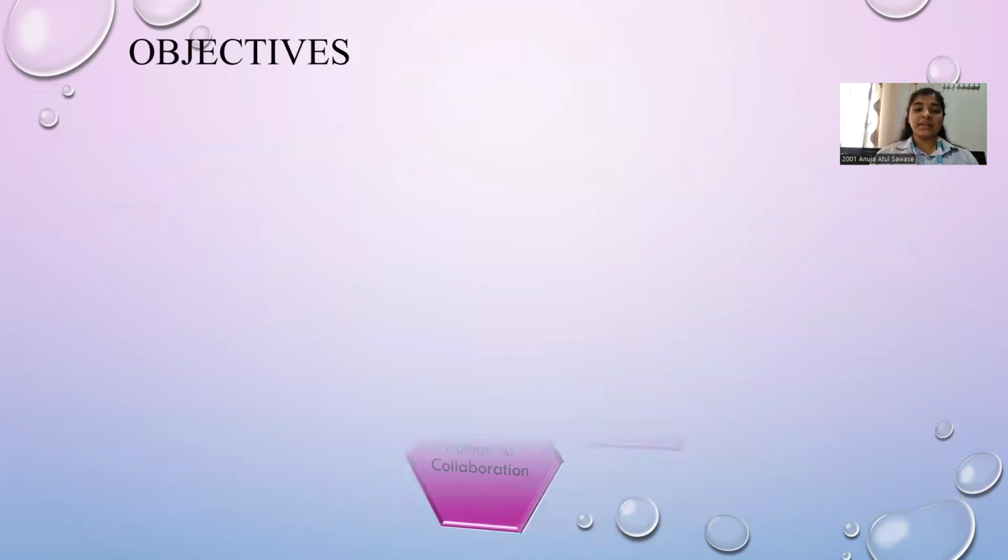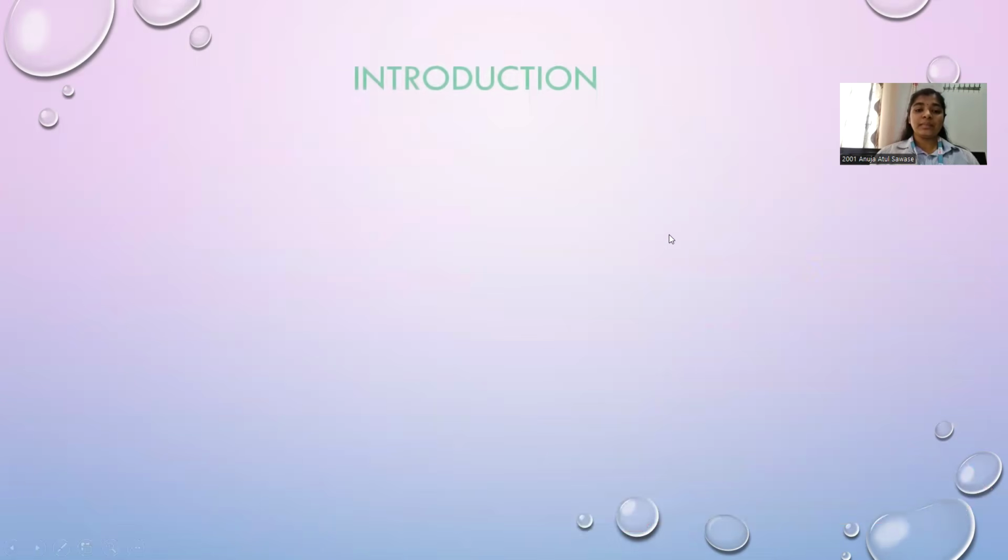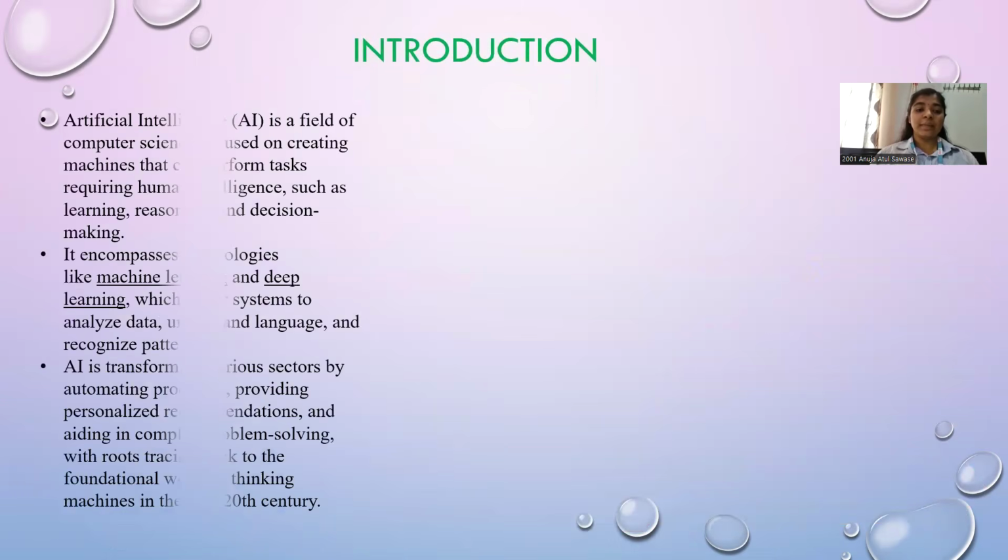Then let's start with objectives. Key objectives of AI are automation, natural language processing, decision making, human AI collaboration, problem solving, and robotics. Then, introduction to AI.